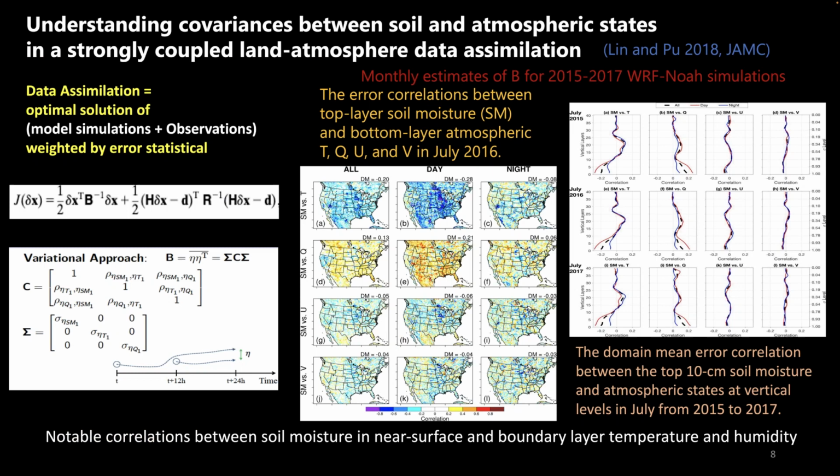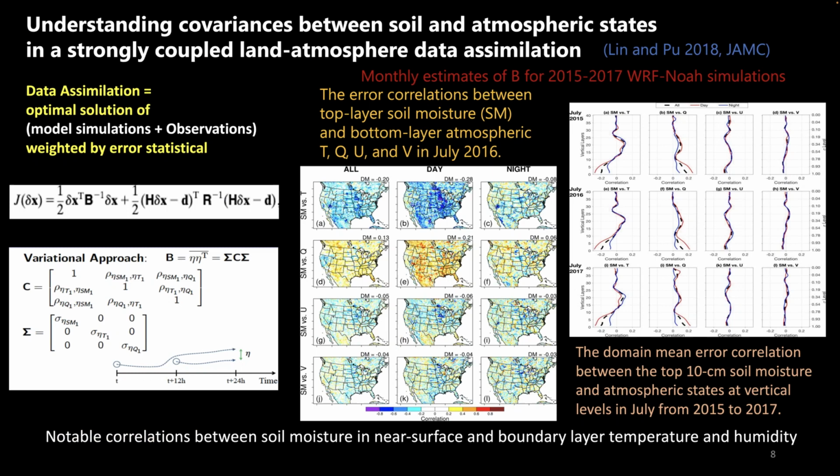Because of these correlations, this motivates us to do a deeper study to understand, within the data assimilation system, what the correlation is between the soil moisture and the near surface atmospheric condition. So now we built this B matrix. This is variational data assimilation, which uses an optimization method. This means we build a cost function that measures the distance between the analysis and the background field, and between the analysis and the observational field. This B matrix represents the covariances of the background.